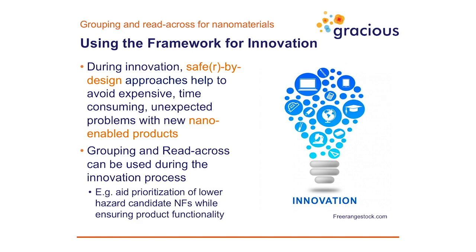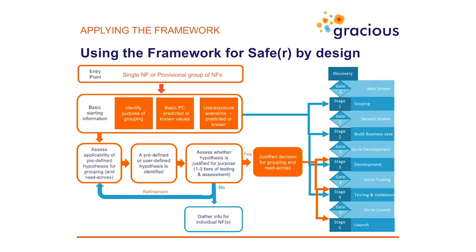And so by using grouping and read across, we hope you can streamline the innovation process. The innovation process can be described by this stage gate process, where early gates go from discovery through to gate 5, where you launch a product on the market. You can see that the basic starting information step of the framework maps onto stages 1 to 4, whereas the second step, where you go through the tiered testing, can map onto stages 3, 4 and 5 of the framework, with stage 3 requiring, for example, just the early tiers of the framework, whereas stage 5 might require more of the tiers.